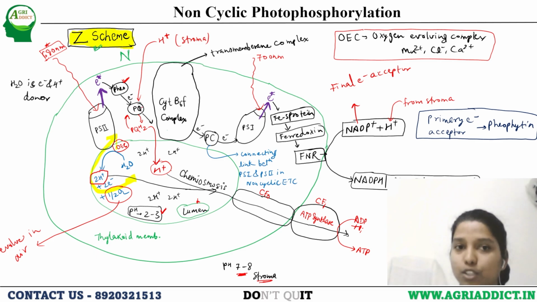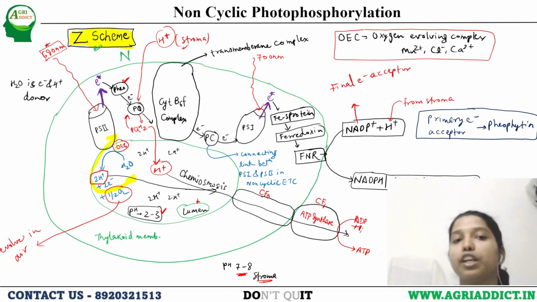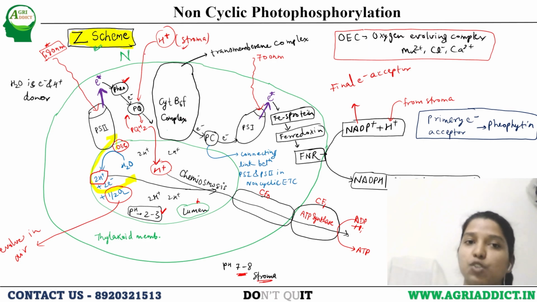So in this plastoquinone, what happens? This plastoquinone will take this electron. While taking this electron, it will take H plus ions from the stroma, and then this plastoquinone will get converted into the reduced form of plastoquinone. And during the transfer of this electron to the cytochrome b6f complex, it will also transfer an H plus ion from the stroma and put it into the lumen.